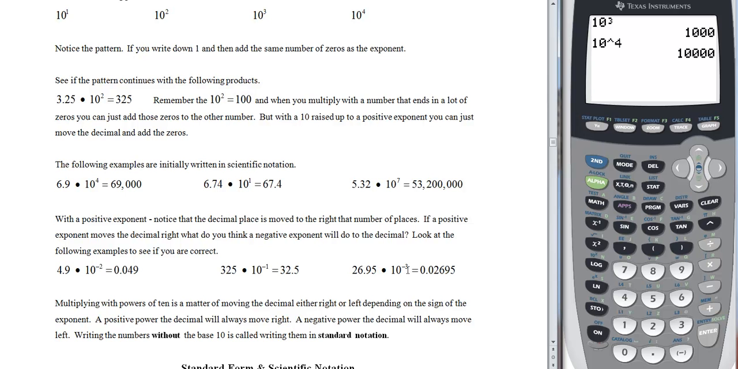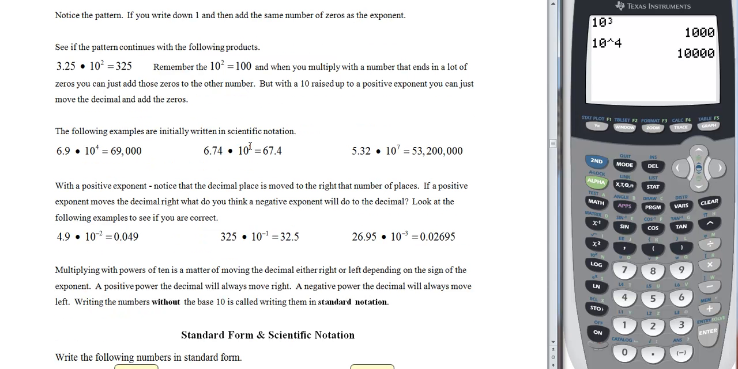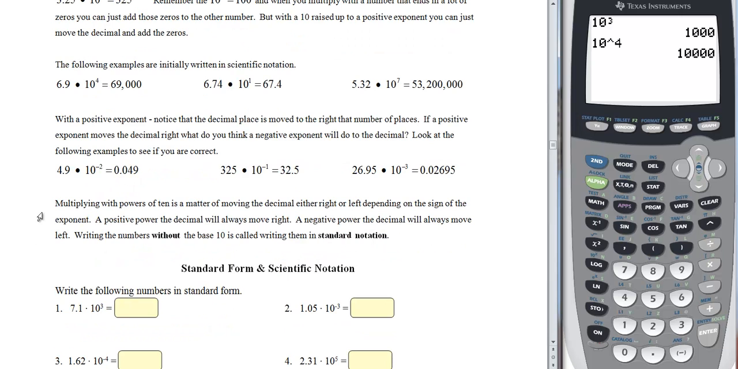Well, I've got to move it in the negative direction 2 spaces, so I've come around the 6 and come around the 2, but I'm going to have to add a 0 to take care of the negative 3. So when it's in scientific notation, it's sort of nice in that whatever the exponent is, sign and number, that's the direction and how many spaces you move your decimal. So multiplying with powers of 10 is a matter of moving the decimal either right or left depending on the sign of the exponent. A positive power, the decimal always moves right. Negative power, the decimal always moves left.